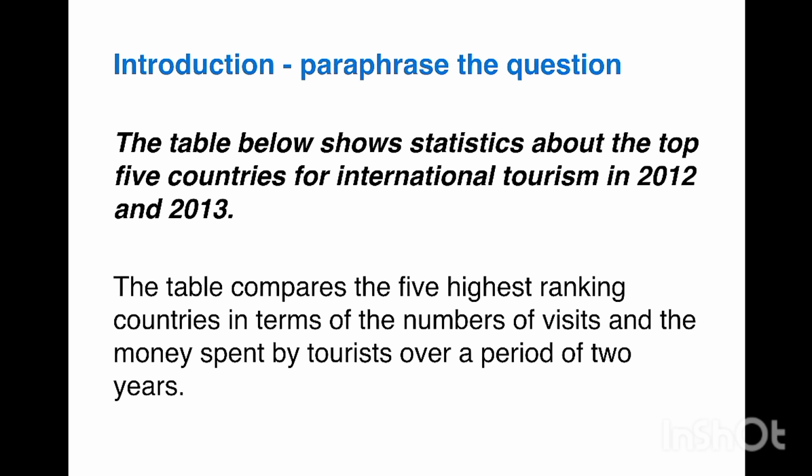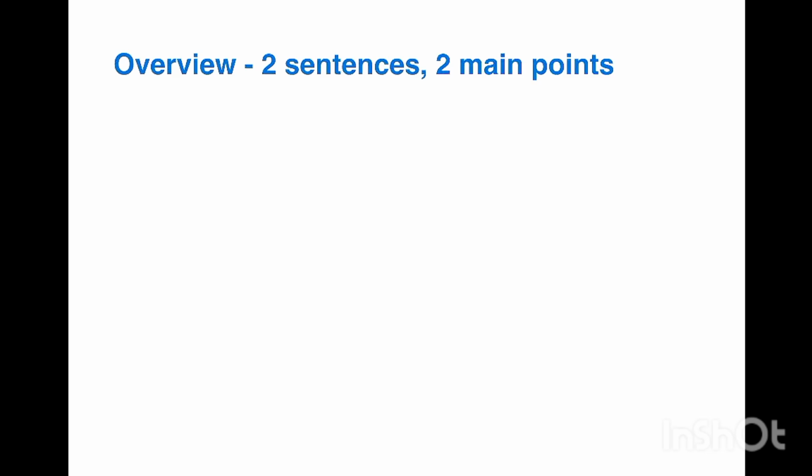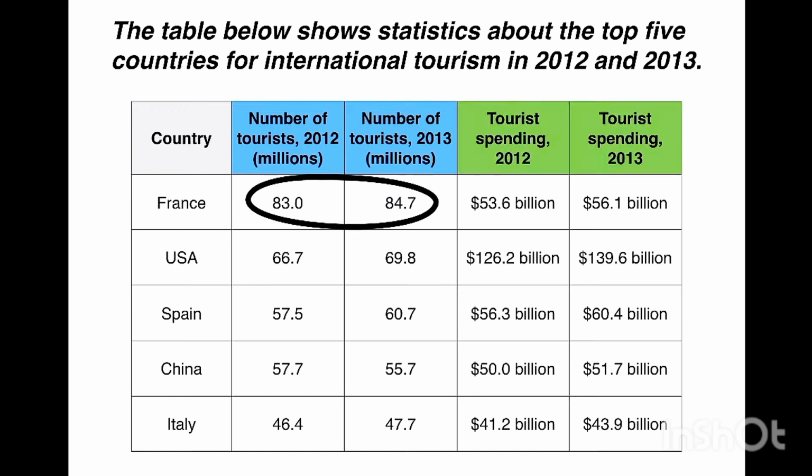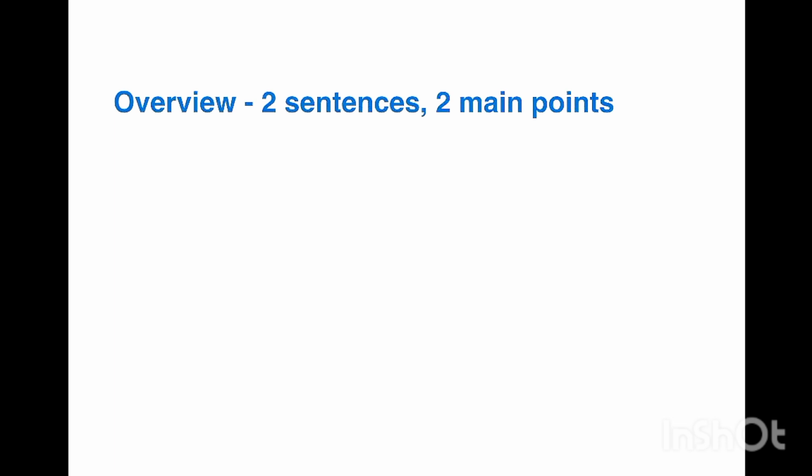Now we can go on to the overview. 2 sentences, 2 main points. So let's look at the table and find two main points to describe. I'm going to keep this one very simple and choose one main point about numbers of tourists, which will be France, the highest numbers, and one main point about tourist spending, which will be USA, the highest numbers. Easy. Let's see how I wrote that in my paragraph.